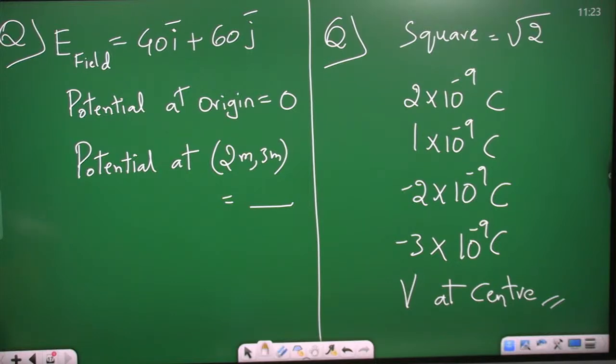It is a square of side root 2, and these charges are present at its four corners. Find the potential at center.